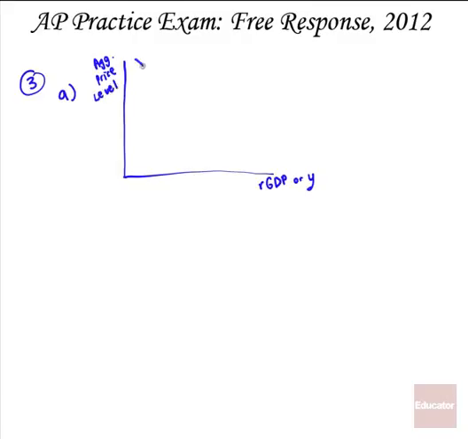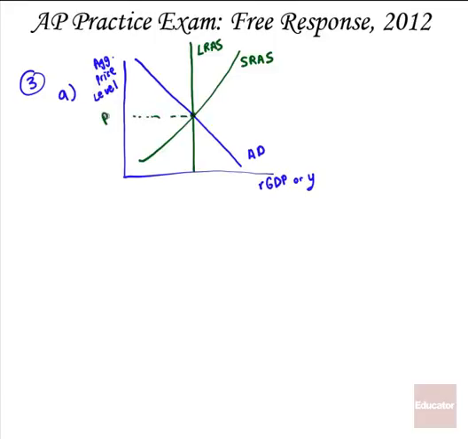Okay, and then you have the aggregate demand right here, AD. And then you have the SRAS right here. You have the SRAS. And then you have the long run right here. You have the LRAS. Dot, dot, dot, dot, dot. And here's PL1. And this is Y1.